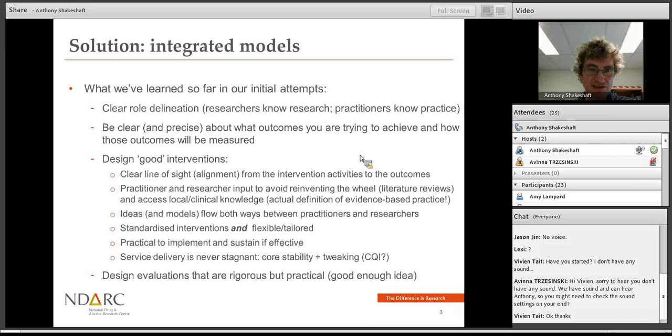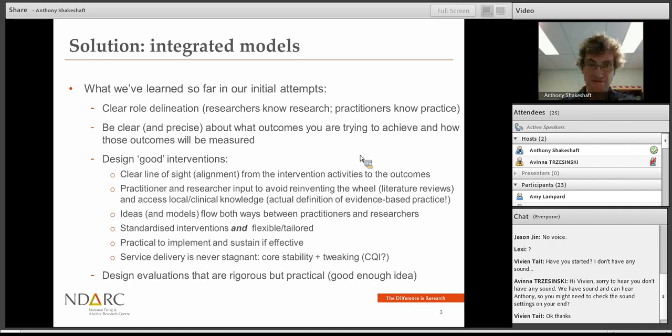The third one is designing good interventions. I'm not sure what I mean by that, but they're things like making sure there's clear alignment between the activities or the program and what the outcomes are. We've talked about the literature review ideas. Making sure there's a good relationship between the people doing the evaluation and the people delivering the program, so that ideas flow both ways. I think to get the best outcomes, we need both. So it's really important to make sure there's a process for that.